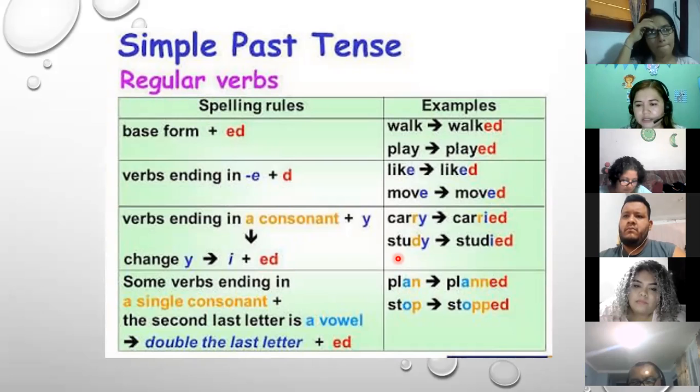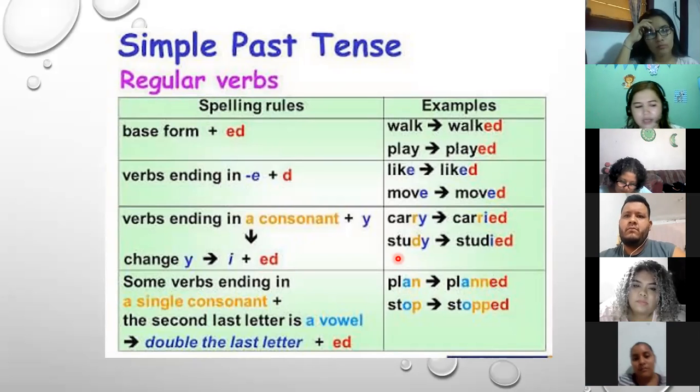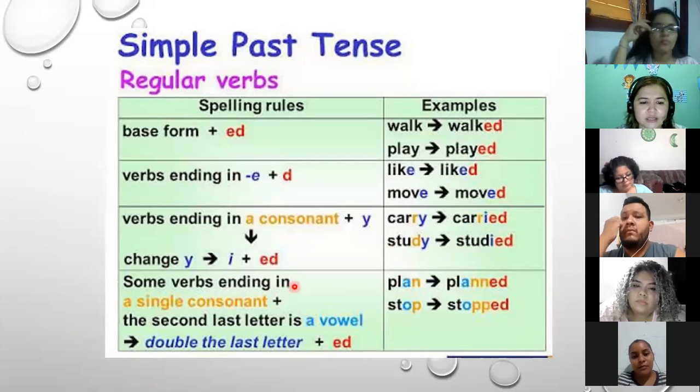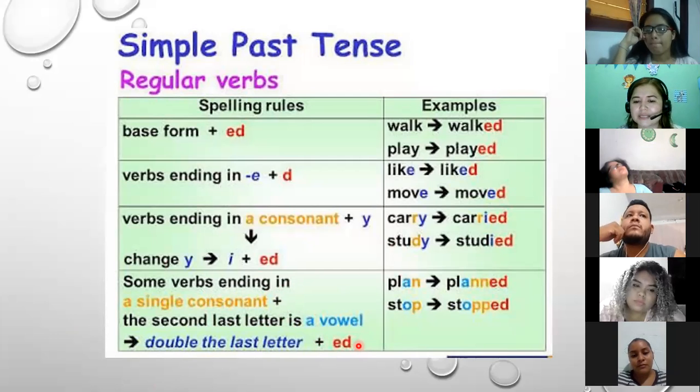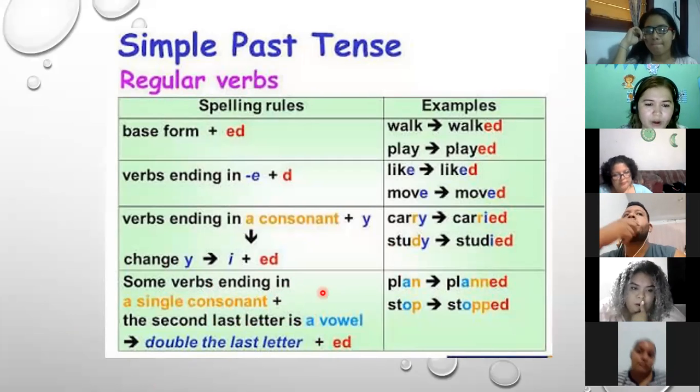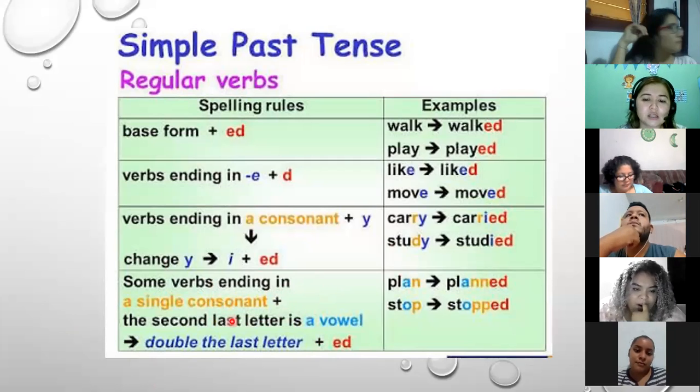Okay, I studied my English class yesterday. So that's a simple past sentence. And at the end it says, some verbs ending in a single consonant, where the second last letter is a vowel, double the last letter plus ED. Okay, so estas son como reglas que hay que aprender. So it says some verbs ending in a single consonant.